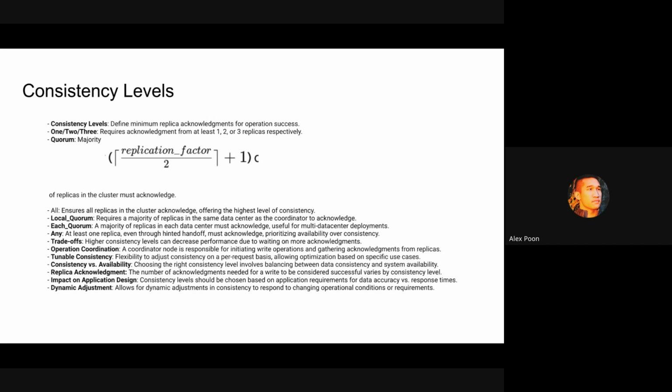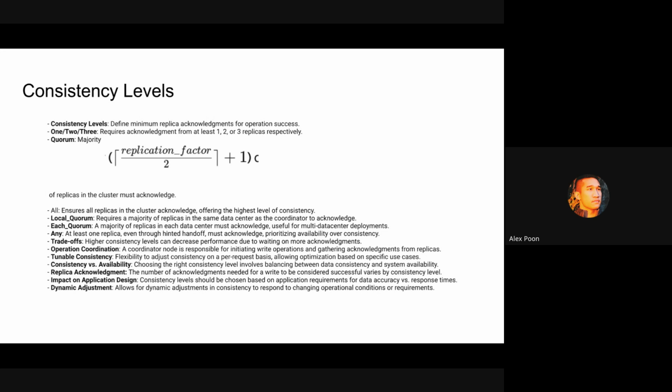1 or 2 or 3. The data must be written to at least the specified number of replica nodes before a write is considered successful. Quorum. The data must be written to at least a quorum majority of replica nodes, as defined here, the replication factor divided by 2 plus 1. For example, in a cluster with a replication factor of 5, if 3 nodes return success, the write is considered successful.